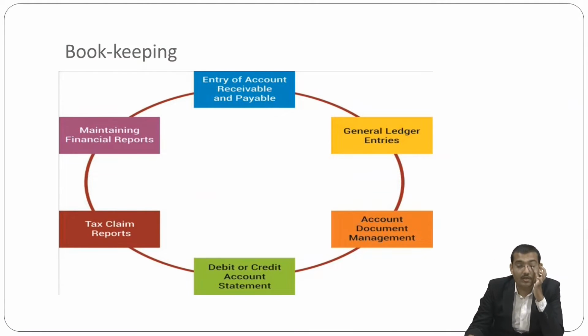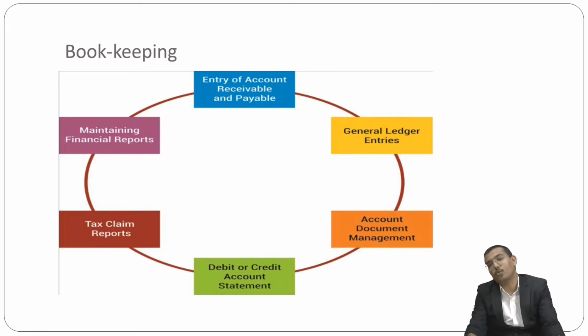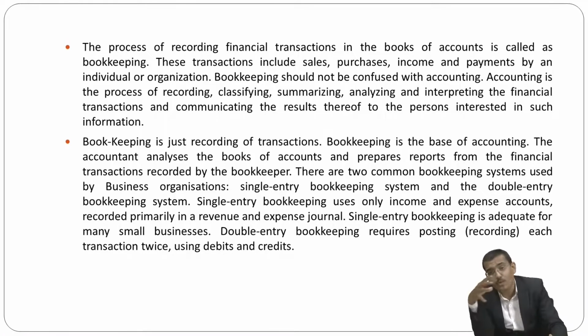What is bookkeeping? This flow chart defines bookkeeping in an easy manner, my dear friends. First is the entry of accounts receivable and payable. You have to make an entry for whatever the receivables and payables are. That means what cash comes in and what cash goes out. Then the general ledger entries, the accounting document management, the debit or credit of accounting statements, then the tax claim reported, and it maintains the financial reports in an easy manner.